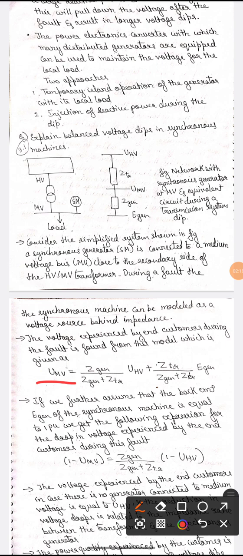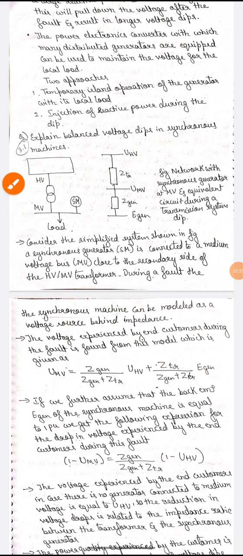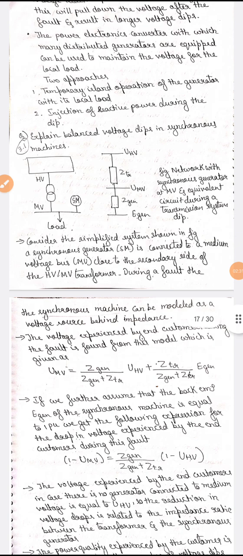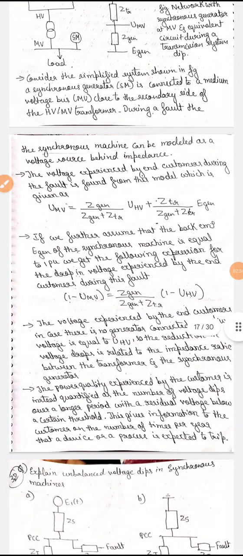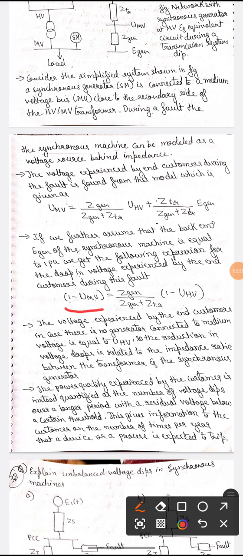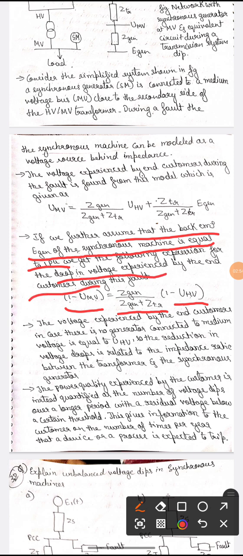So if we assume that the back EMF Egen of the synchronous machine is equal to 1 pu, then we get the expression for the voltage drop. So 1 minus UMV equals Zgen divided by Zgen plus ZTR into 1 minus UHV. This is the voltage drop experienced by the end customer.